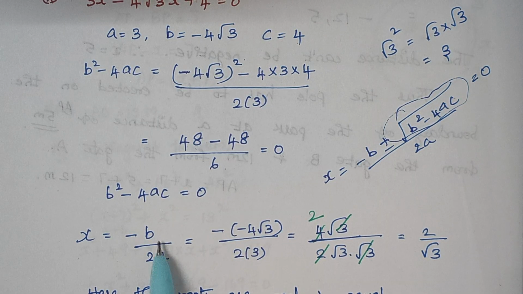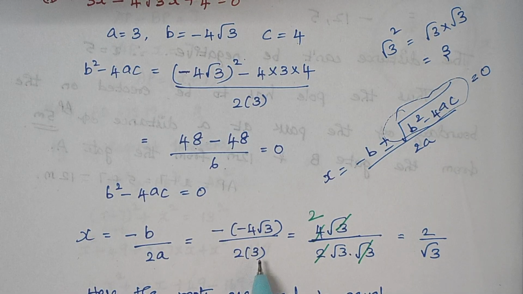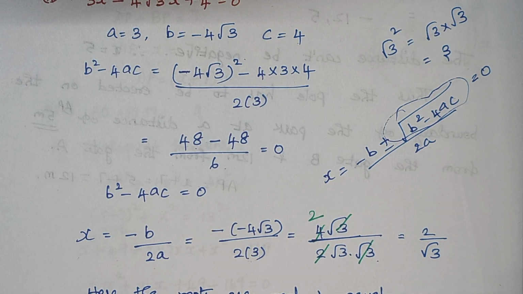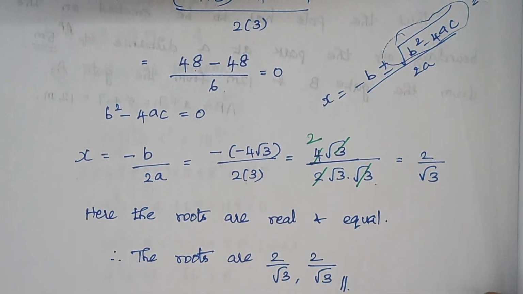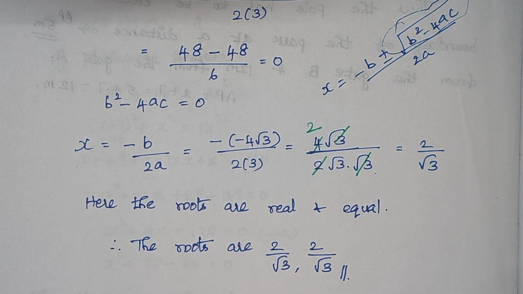Now just substitute the values of b and a here. So minus into minus gives plus. Therefore here it is 4 root 3 divided by 2 into 3. Again I am splitting this 3 as root 3 into root 3. Now when you cancel, you see root 3 gets cancelled, and this 2 and 4 get cancelled by 2 times. So here the final answer is 2 by root 3. Therefore the values of the roots are 2 by root 3 and 2 by root 3.